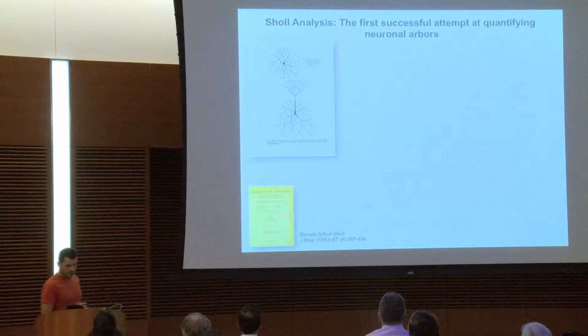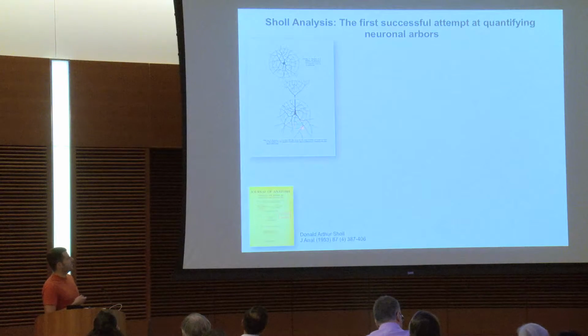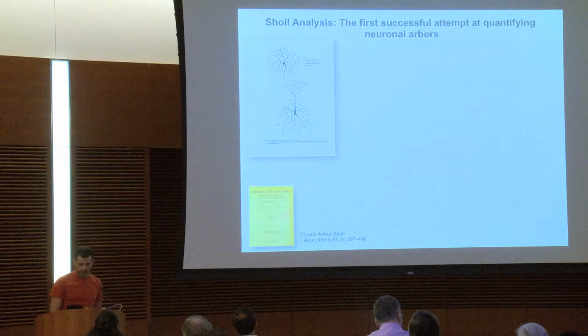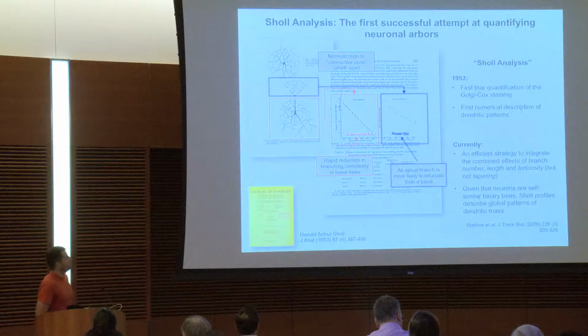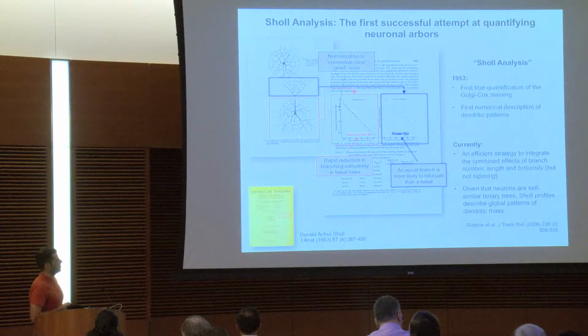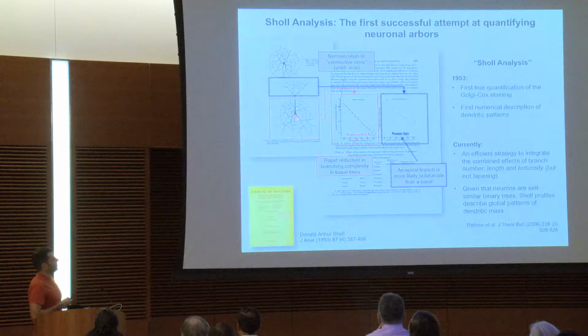Basically, what Donald Sholl did at the time was draw several concentric shells around focal points in the arbor, and by doing so, he counted the intersections between the neural processes and those shells. What he found is that he could establish relationships between the number of intersections as a function of distance from those focal points, and he was able to characterize the morphology. For instance, in the example from his original publication, he was able to characterize the basal arbor of a neuron and distinguish it from its apical arbor.